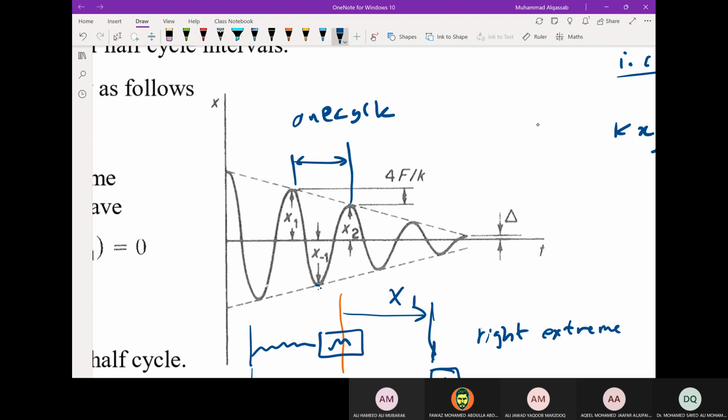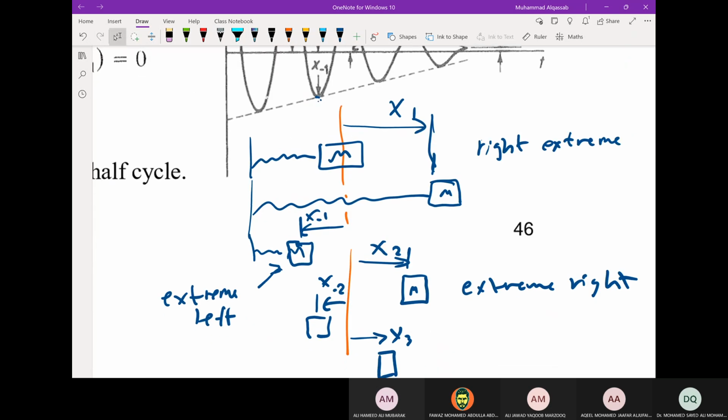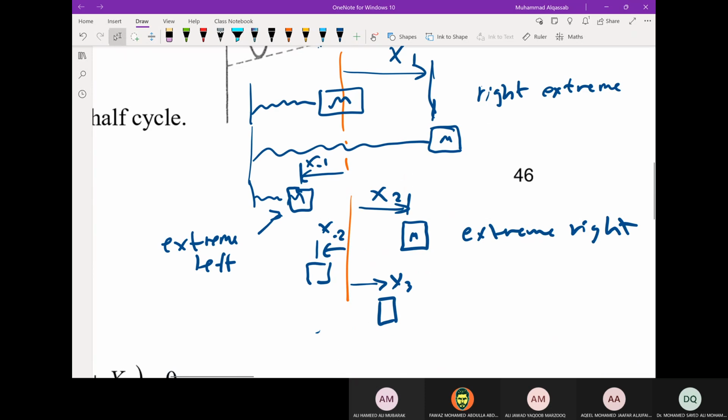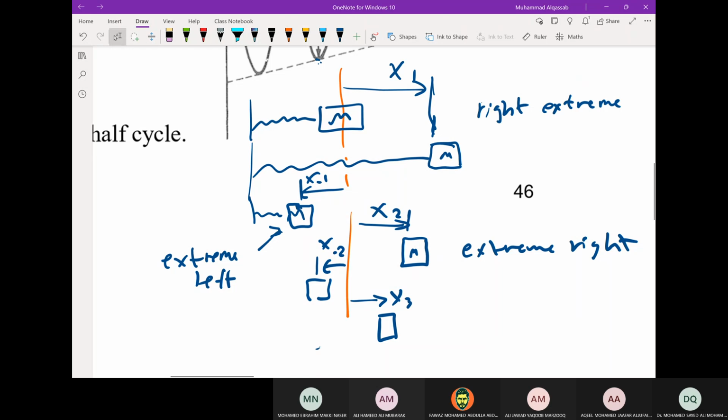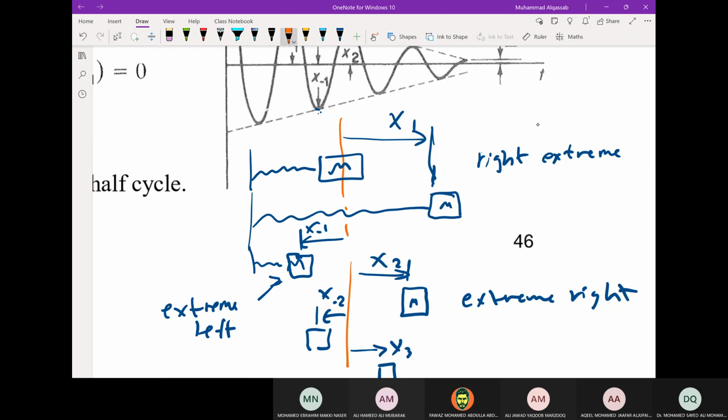Okay, and we want to relate X1 and X2. The principle of work and energy, we cannot apply it from 1 to 2 directly from extreme right to the extreme right because the friction is a non-conservative force. So we can only do it in one direction, okay? Which means it goes from, let's say, position 1 to position 2. This is in one direction.